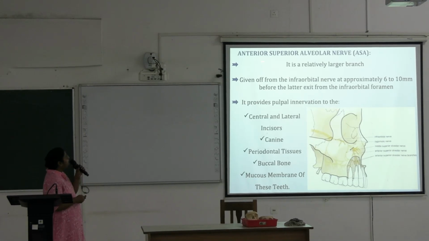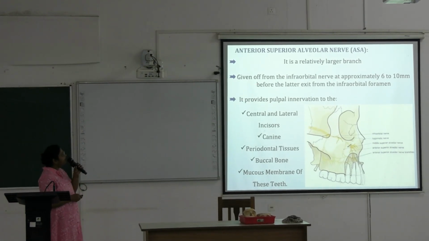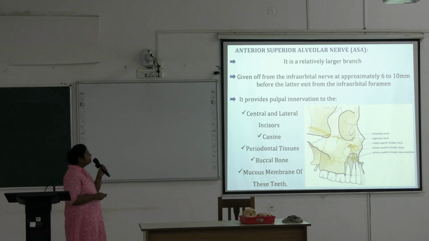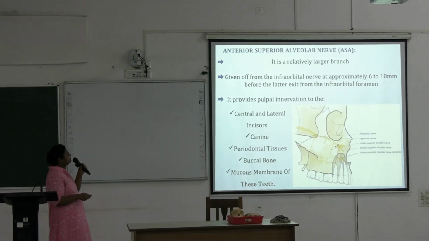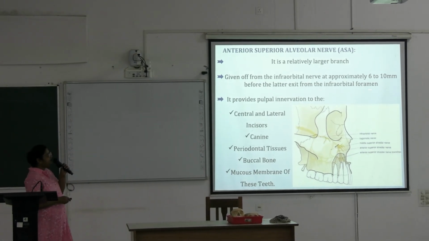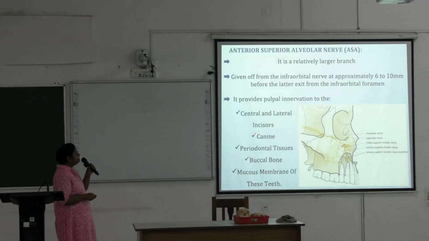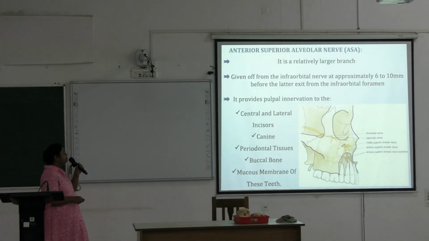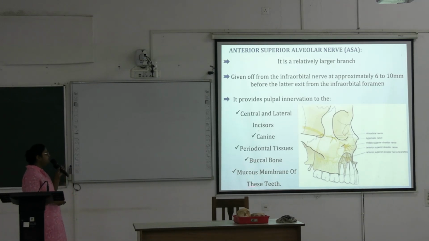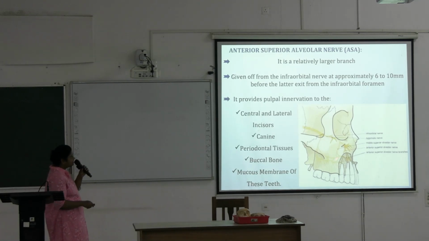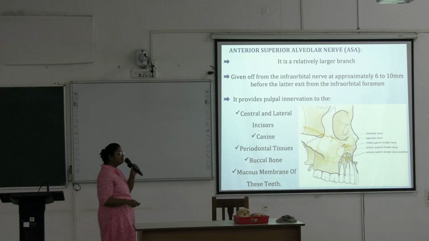Next, okay, so anterior superior alveolar is a relatively larger branch given off from the infraorbital nerve, at approximately 6 to 10 millimeters before the nerve exits from the foramen. And it provides pulpal innervation to central and lateral incisor, canine, periodontal tissues, buccal bone, and mucous membrane of this area here, anterior superior alveolar.